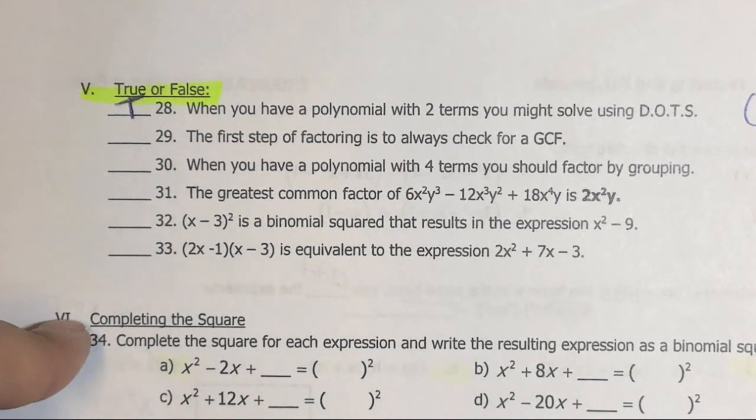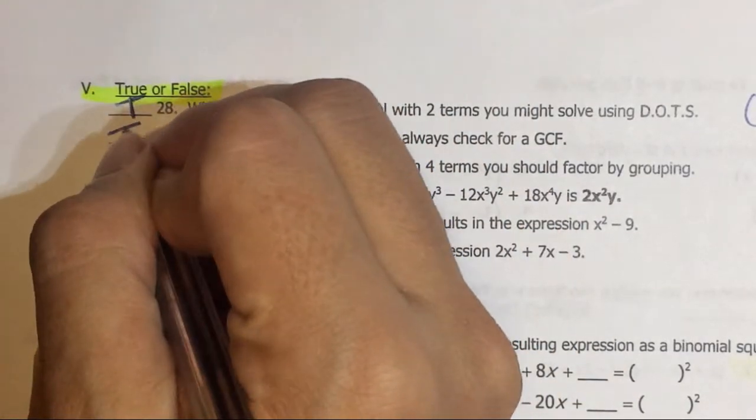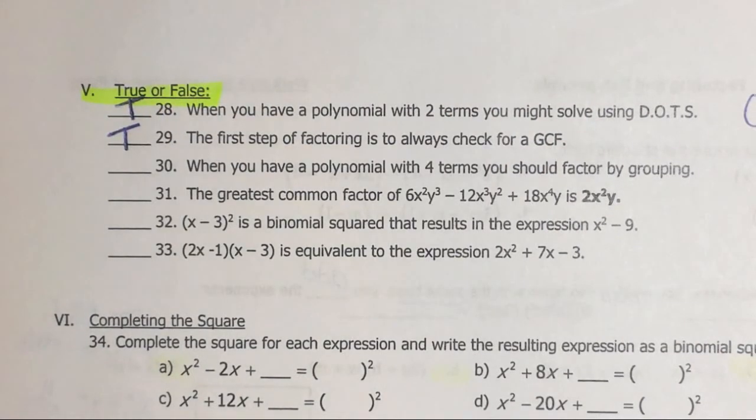Number 29. The first step of factoring is always to check for GCF. True. You always want to try to simplify your polynomial as low as possible to not get big numbers.